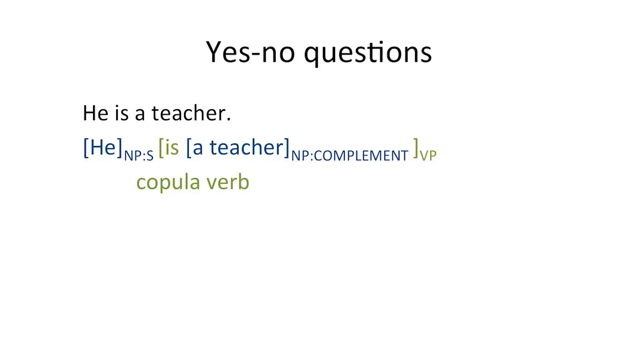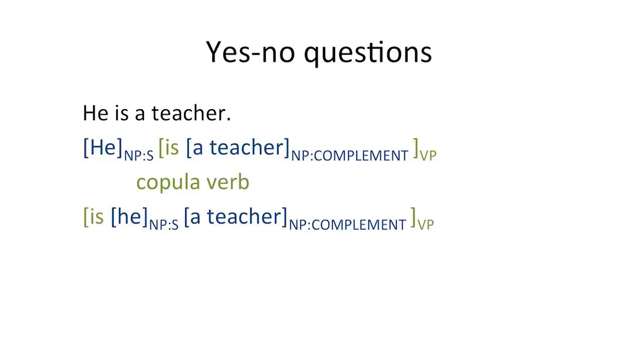So to make a question from he is a teacher, we take is and move it to the front, even though it's the main verb, because there's no other verb in the verb group here. We get is he a teacher. We don't add do in this case. We don't say, does he be a teacher?